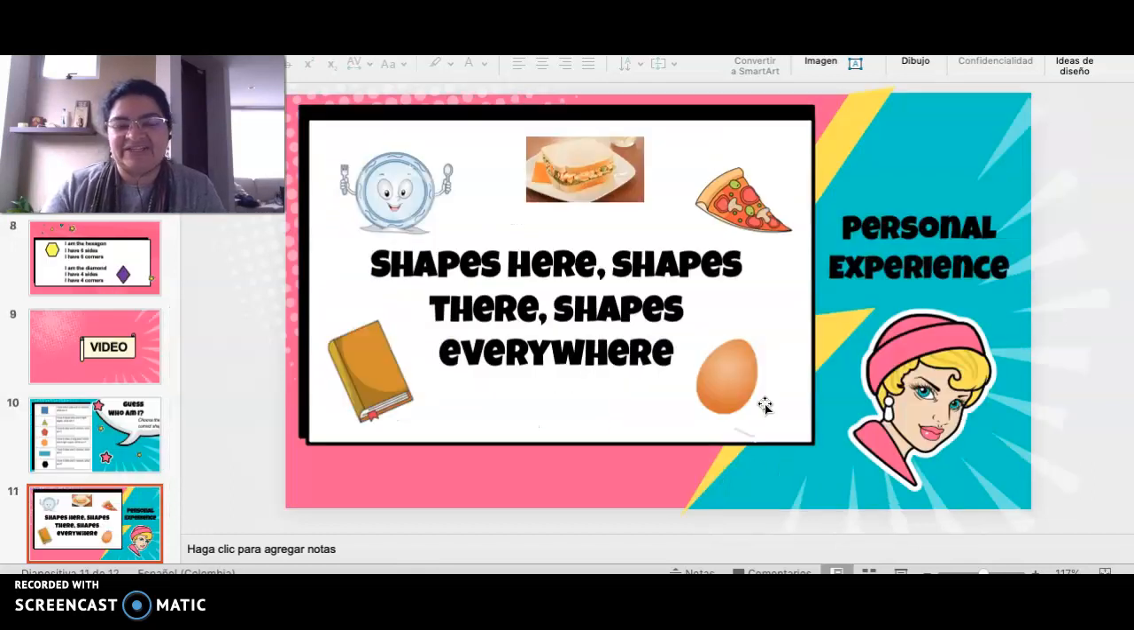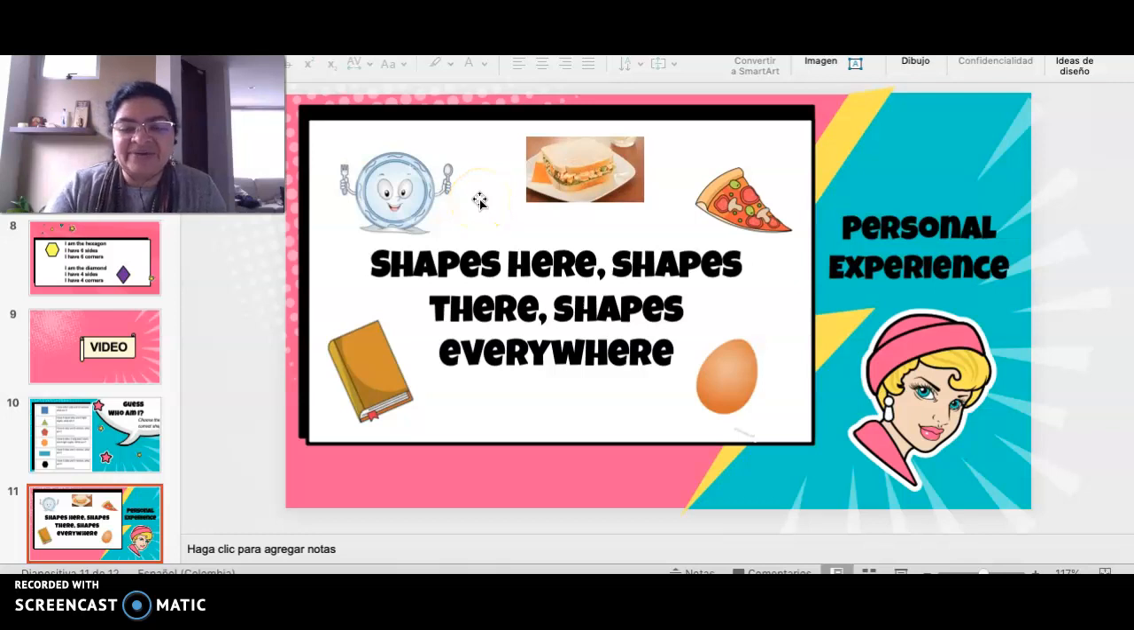Now, let's see. Shapes here, shapes there, shapes everywhere. Look, shapes are all around the world. For example, my computer screen is a rectangle. Like this book that I have here. But I also have here an oval. An egg is an oval. And here I have a triangle in a pizza slice. Or I can have a sandwich, and this sandwich has the square shape. And my plate, the dish for my food, is round, like a circle.